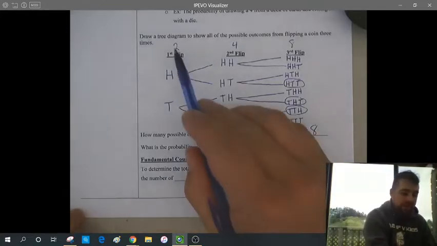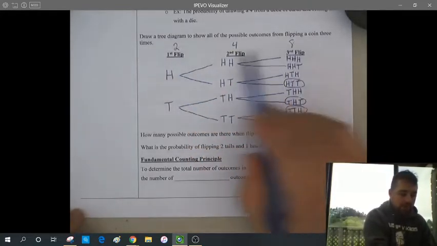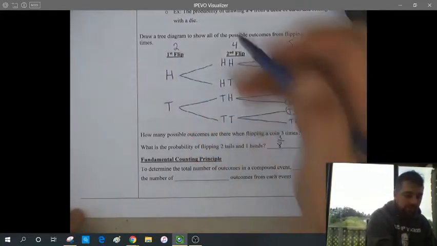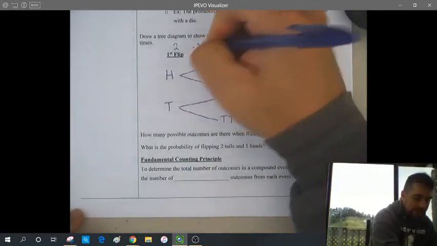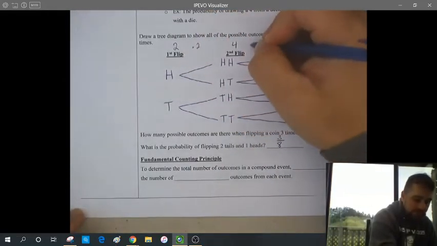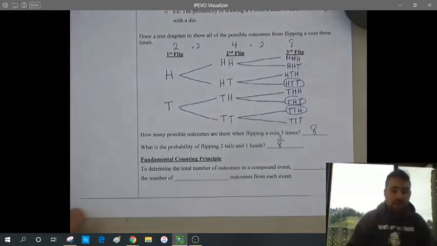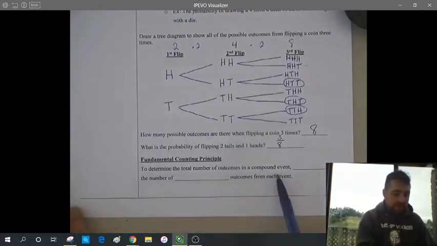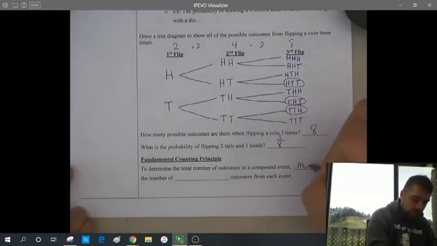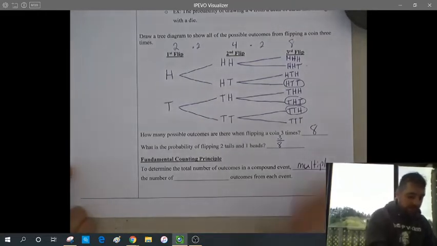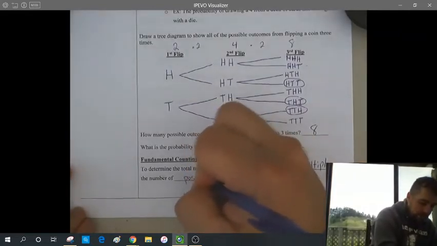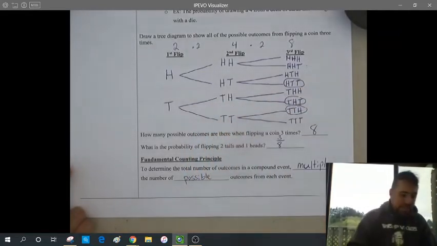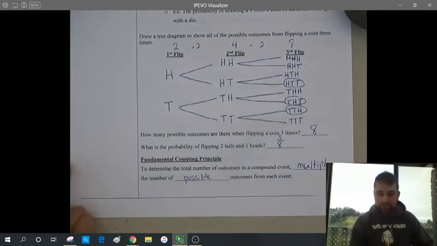Now, how can we get from 2 to 4 to 8? Well, if you think about it, multiplication: if I multiply this by 2, that gives me 4. And if I multiply that by 2, it gives me 8. So to determine the total number of outcomes in a compound event, we can multiply the number of possible outcomes from each event.